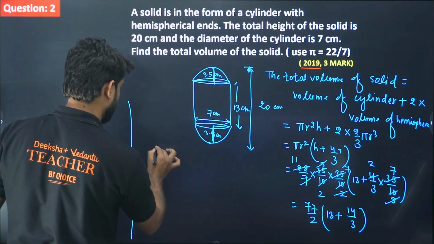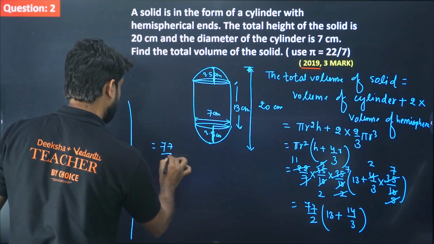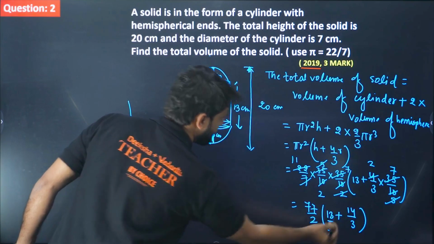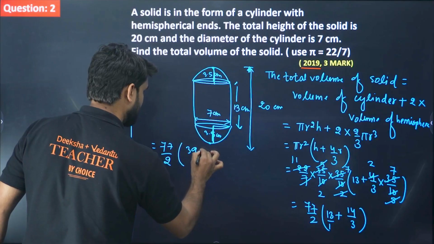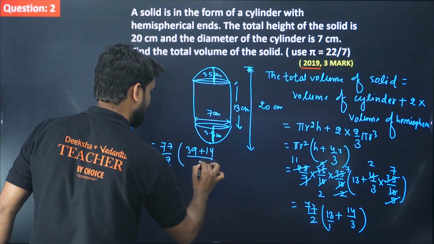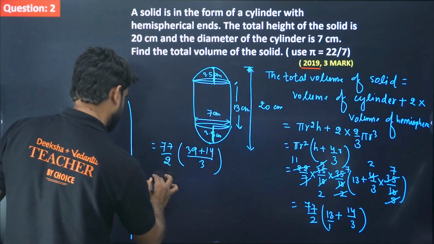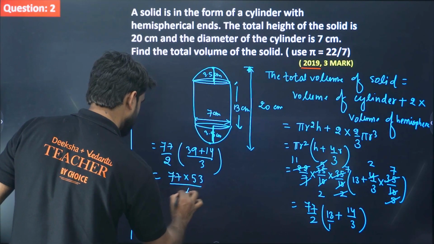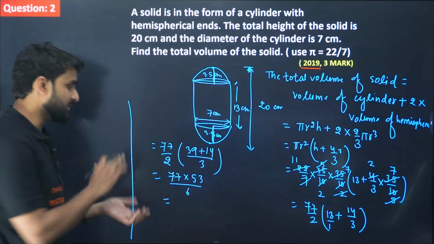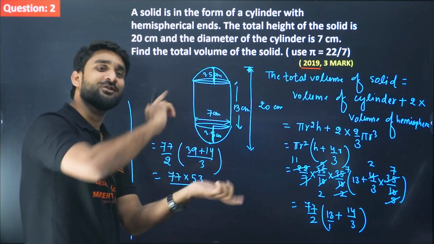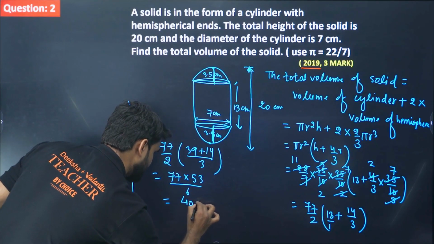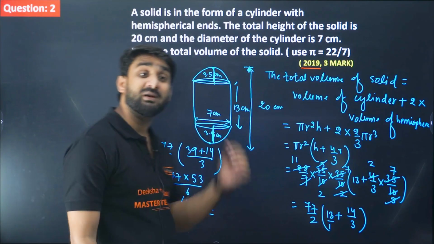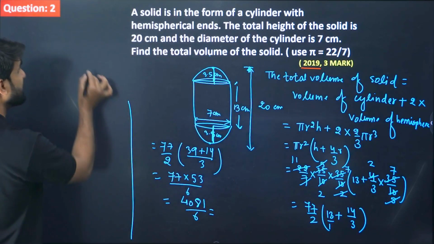So the total volume will be 77 by 2, under the bracket, on taking the LCM, this will be 39 plus 14 divided by 3. So this will be 77 into 53 divided by 6. On multiplying 77 by 53, we get 4081. Right. So now divide this 4081 by 6. So what will be the answer? Let's divide it.